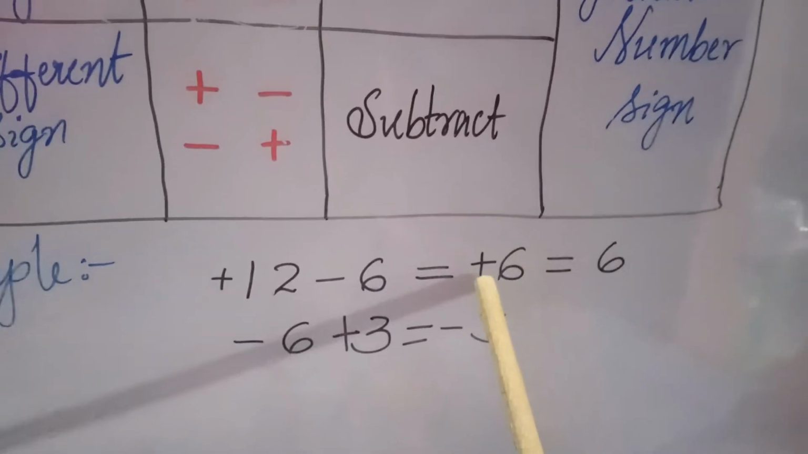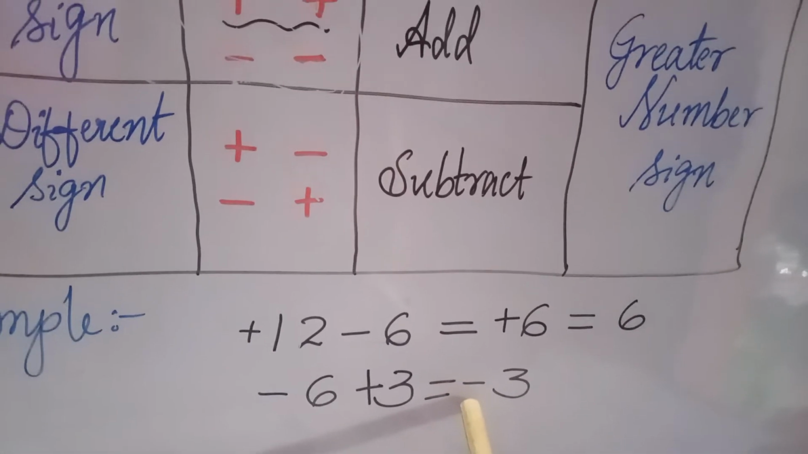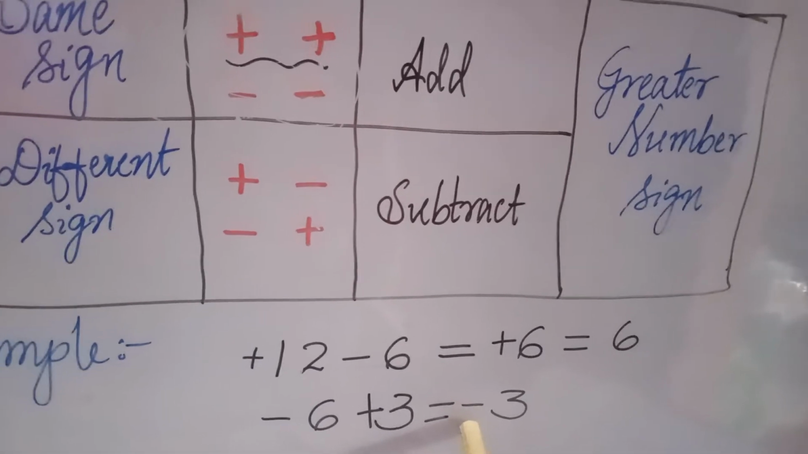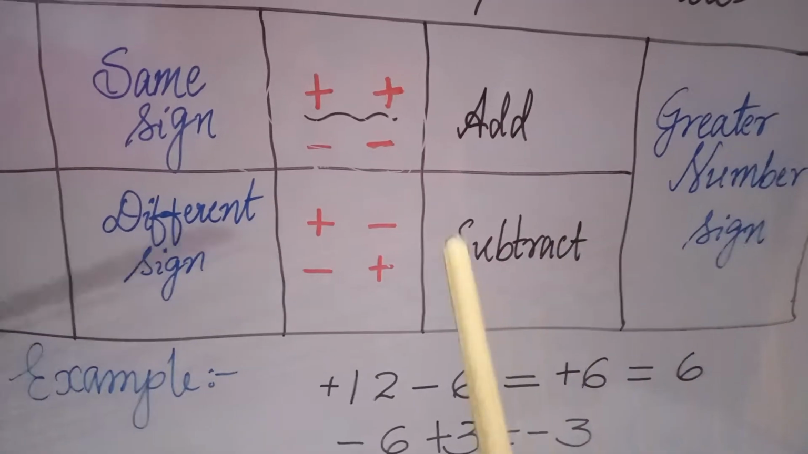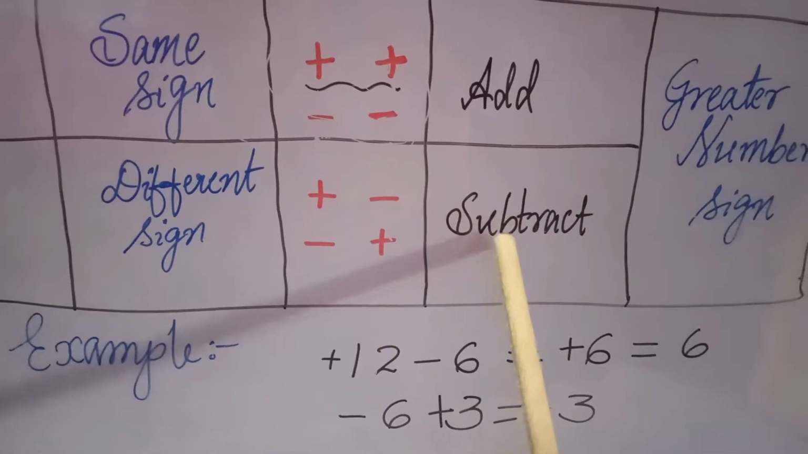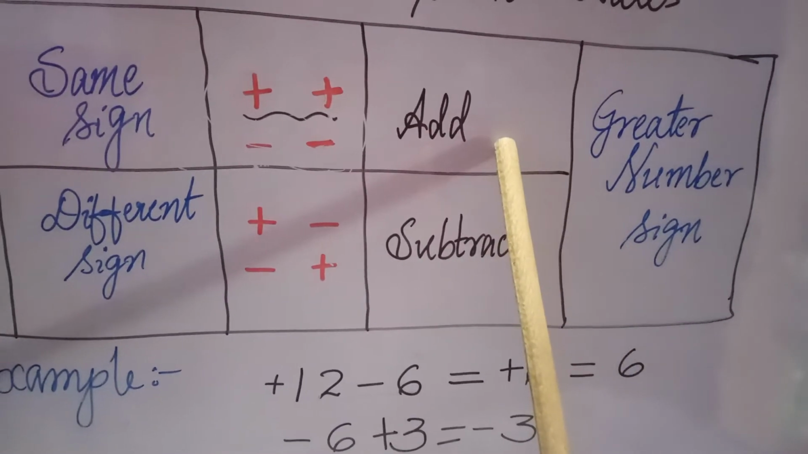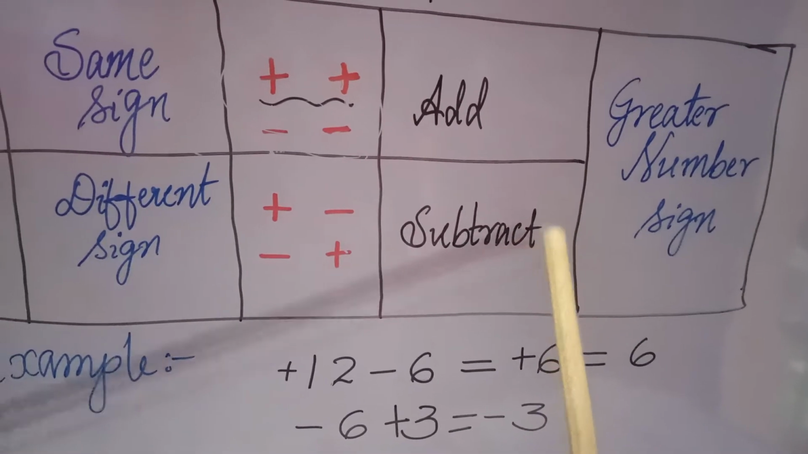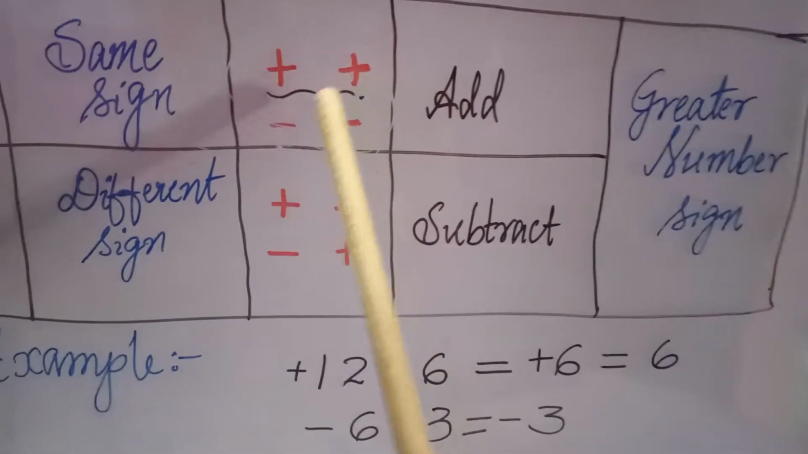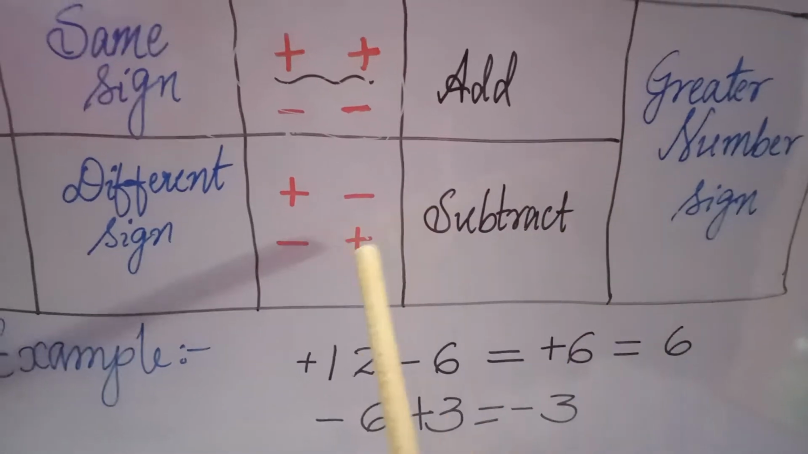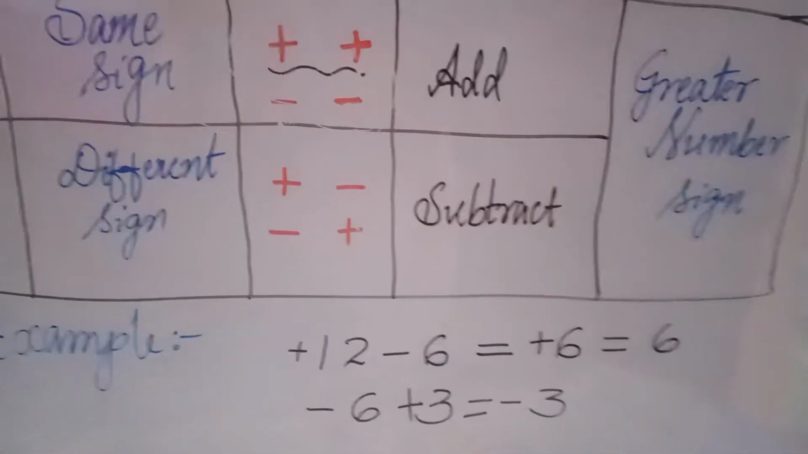For positive numbers, there is no need to give the sign, but when you have a negative number, then definitely you have to give the negative sign. This is very, very important. So same sign: add and give the same sign. When you have different signs: subtract and give the greater number's sign, and this greater number's sign rule applies here also and for this rule also. When you are adding with the same sign, you add and give the same sign, and for subtraction you must subtract and give the greater number's sign.